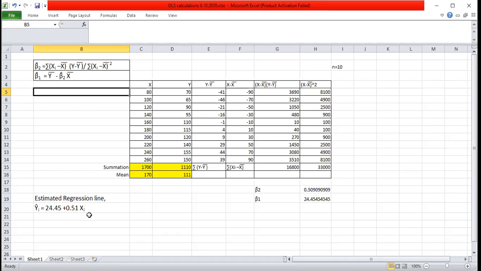Go learn how to draw a straight line when the vertical intercept is given and the slope is also given. To draw a straight line, how many points do you need? 2. Okay, let me give you the first point. If x equals 0, what is y hat here?